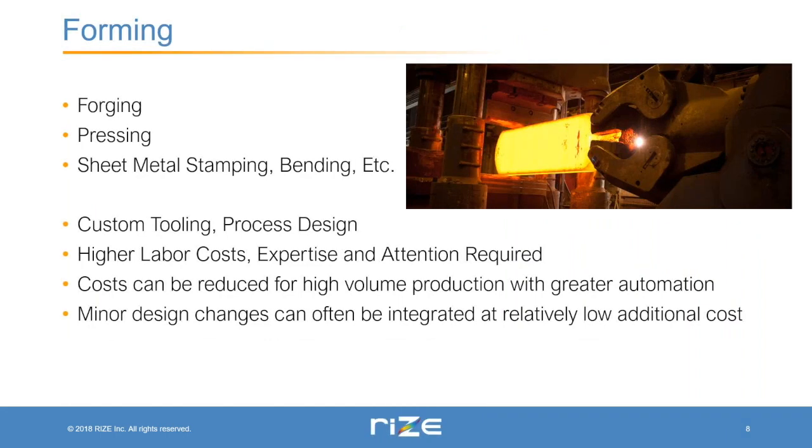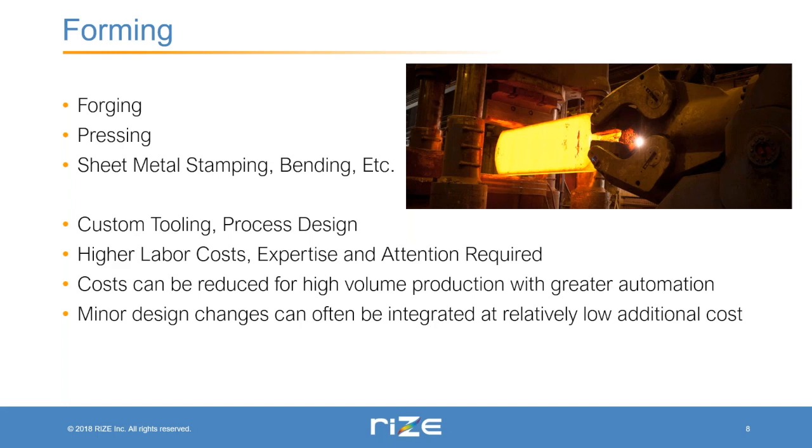Now, finally, we'll look at forming. So this includes a whole variety of different approaches to manufacturing. I have a few listed here, including forging, pressing, and different approaches to preparing sheet metal, including stamping and bending. And I'll be primarily focusing on sheet metal because this is a type of part that has often been ported over to be produced with 3D printing.